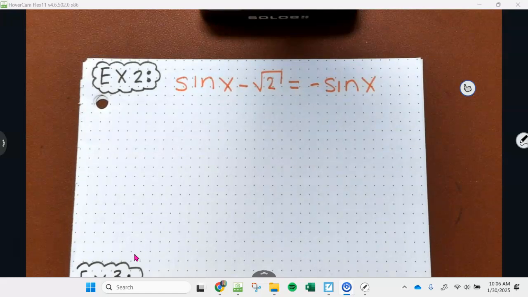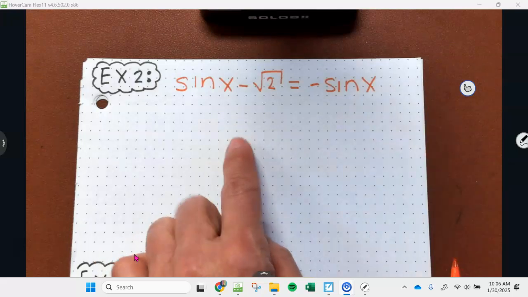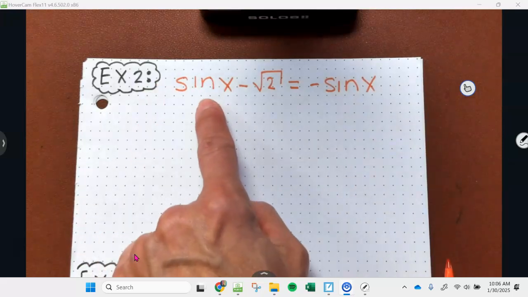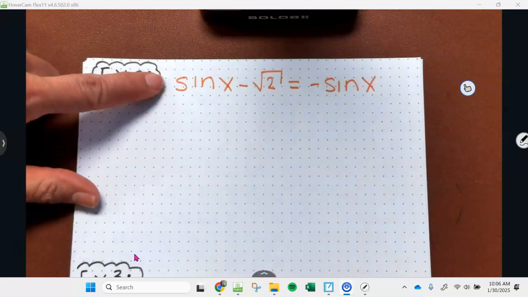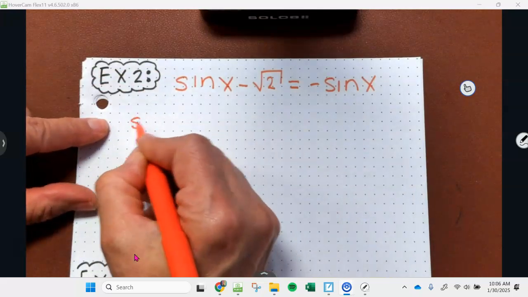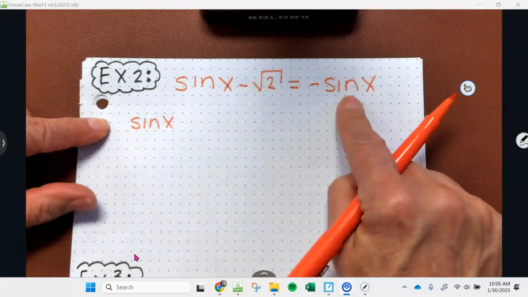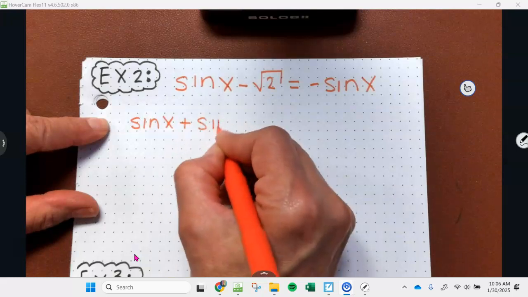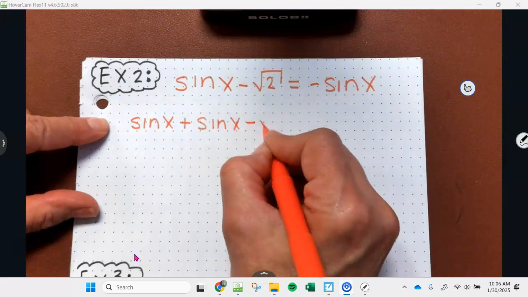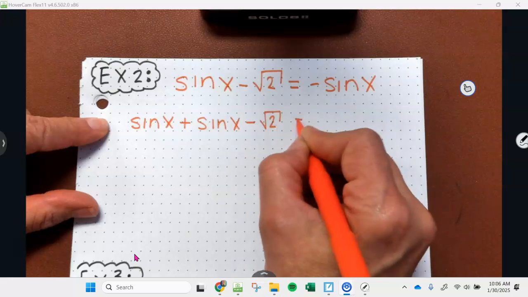No matter what level of math class you're in, you can't solve for x when it's on both sides. So this is positive. It's going to stay where it's at. We're going to move this to the other side and make that one positive too. So I'm going to copy down the first one, which is sine x. I'm going to scoot this over right next to it, so plus sine x. Go ahead and bring down the minus root 2. And now it equals 0.